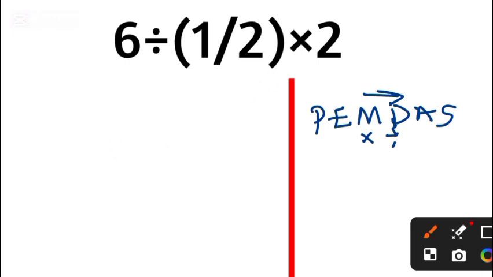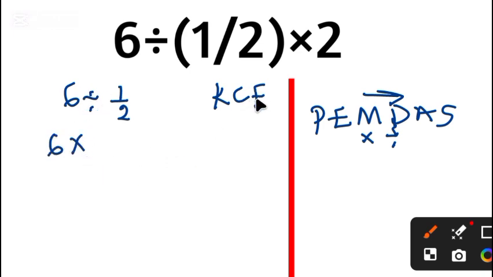Now, to do the division, we have 6 divided by 1 over 2. Now, 6 divided by 1 over 2, we have to use the KCF rule here. The K stands for keep, the C stands for change the division to multiplication, and the F stands for flip the 1 over 2 to 2 over 1. 6 times 2 will give us what? Will give us 12. Okay?